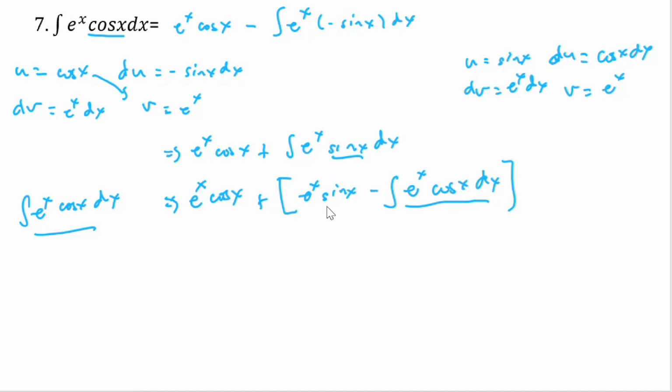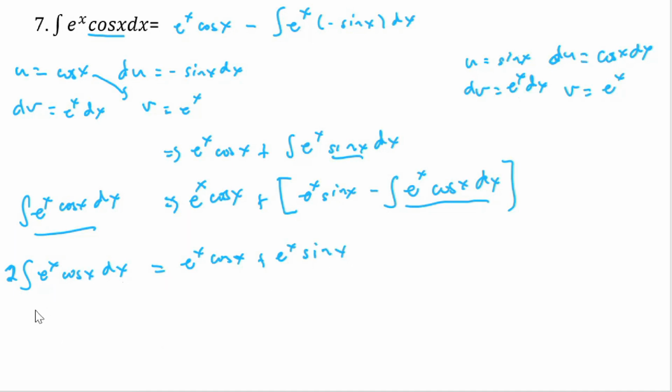So since they are like terms, we can now transpose the negative integral of e raised to x cosine x dx to the left side. Therefore, it becomes a positive sign. So the total of that becomes now 2 times the integral of e raised to x cosine x dx is equal to e raised to x cosine x plus e raised to x sine x.